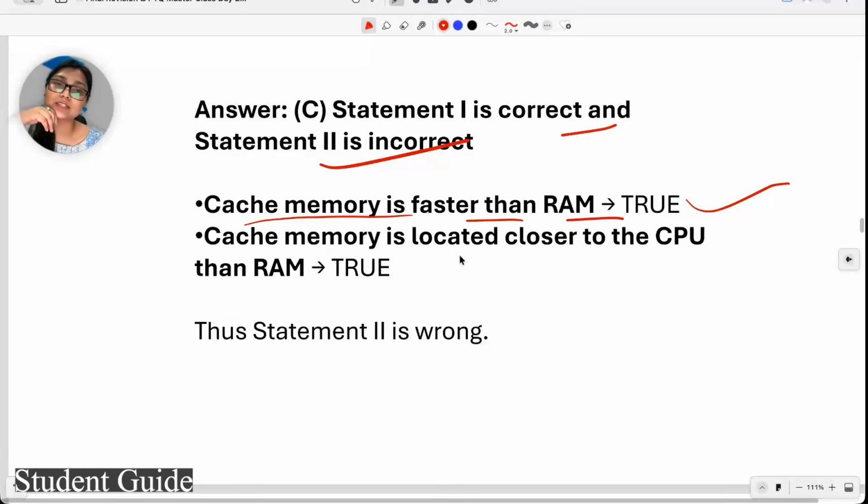Then cache memory is located closer to the CPU. We have already discussed this one, and I hope you can remember this for the coming exam. So if the statement says cache memory is closer to the CPU, then it will be true. But in the question, it is written that RAM is closer to the CPU, which is not correct. That's why we went with option number C. Okay.